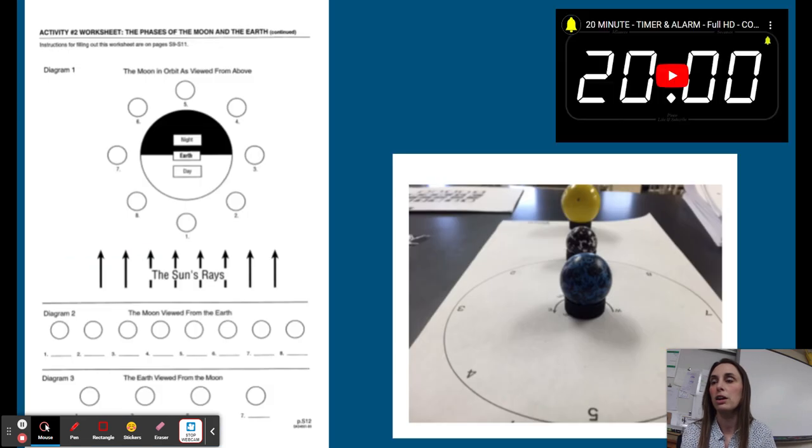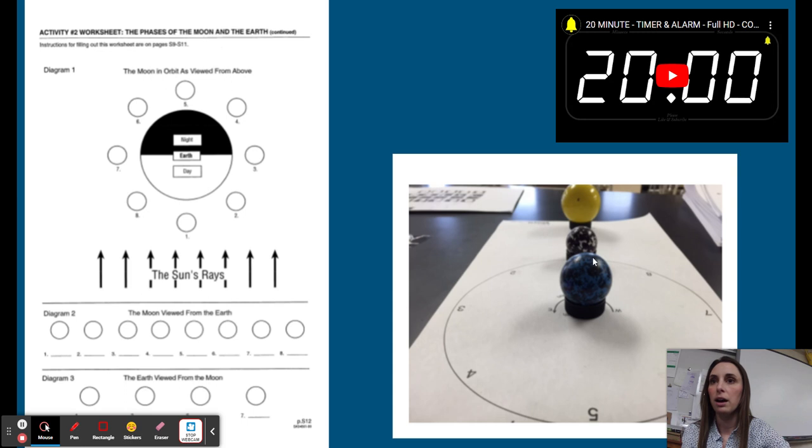We'll go over our groups and we will talk a little bit about how the sun's rays, imagining that the sun's rays are always going the same direction. The sun doesn't move. We move around the sun. But the same portion of the moon is always lit. It's just from Earth's perspective what we can see.